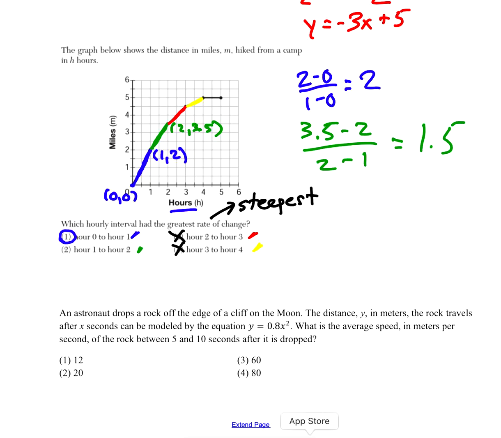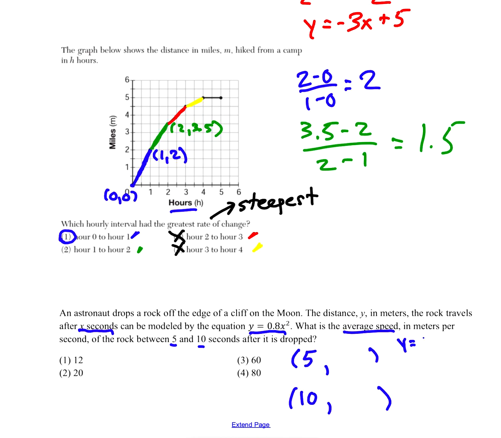And the last question. So we're trying to find the average speed. Whenever it says speed, you should be thinking rate of change in meters per second between 5 and 10 seconds after it was dropped. So that 5 and 10 seconds, that's talking about the x coordinates. So one of them is going to be 5, and the other x coordinate is going to be 10. We just need to find the corresponding y values for each of these. In order to do that, we have to plug 5 and 10 into the equation it's telling us.